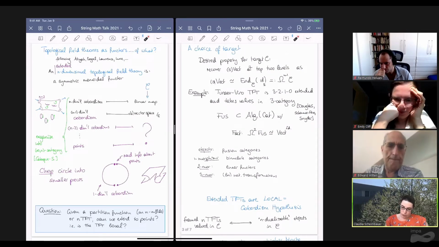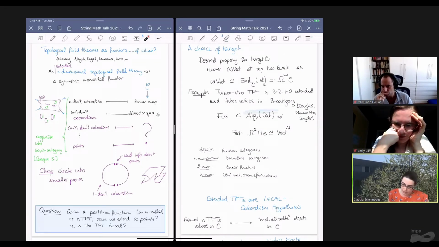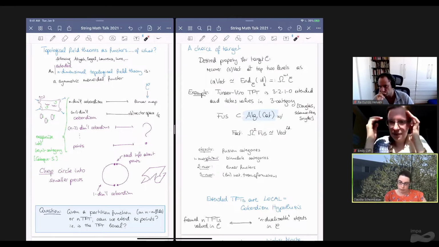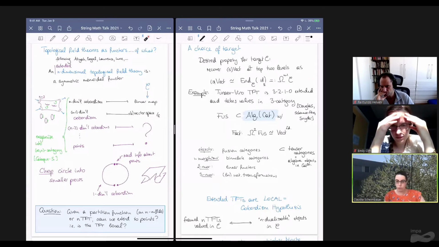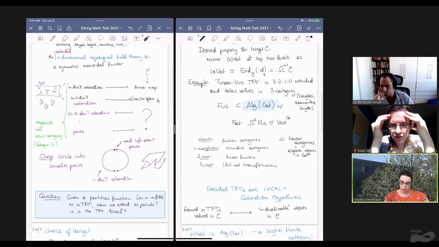So let me explain why I said this is something in this bigger thing, Alg-cat. The difference here is that here we have fusion categories, whereas on this side we just look at tensor categories. You can view them as algebra objects in k-linear categories, if you make this precise. Okay, so let's look at other choices of targets we can make at this point.